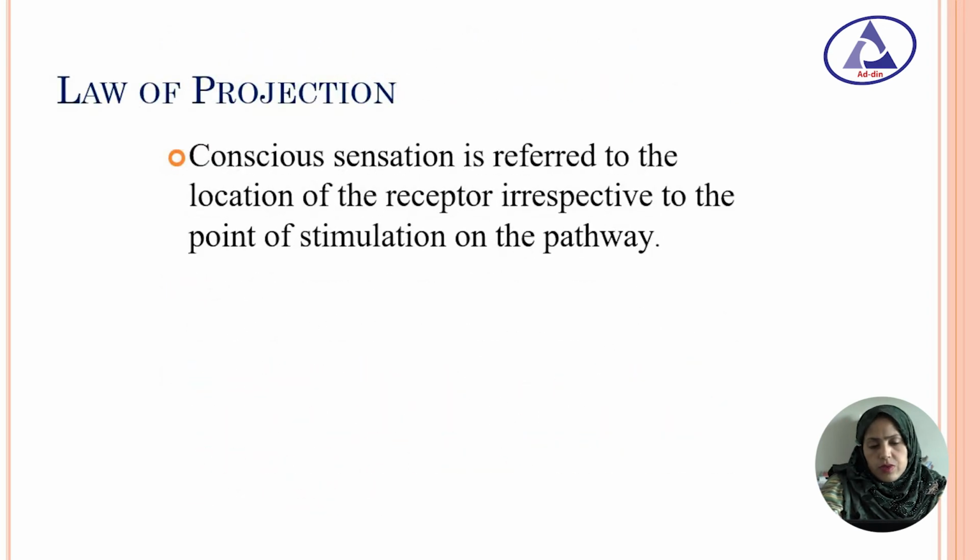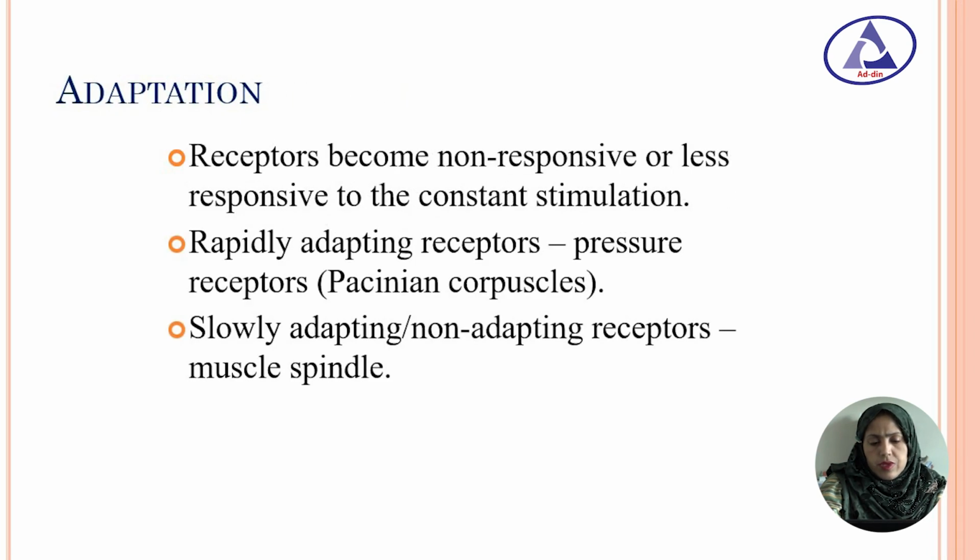And law of projection. Law of projection is that the conscious sensation is referred to the location of the receptor irrespective of the point of stimulus on the pathway. And adaptation. Adaptation is becoming non-responsive or less responsive to constant stimulation. Rapidly adapting receptors are pressure receptors and slowly adapting receptors are muscle spindles.